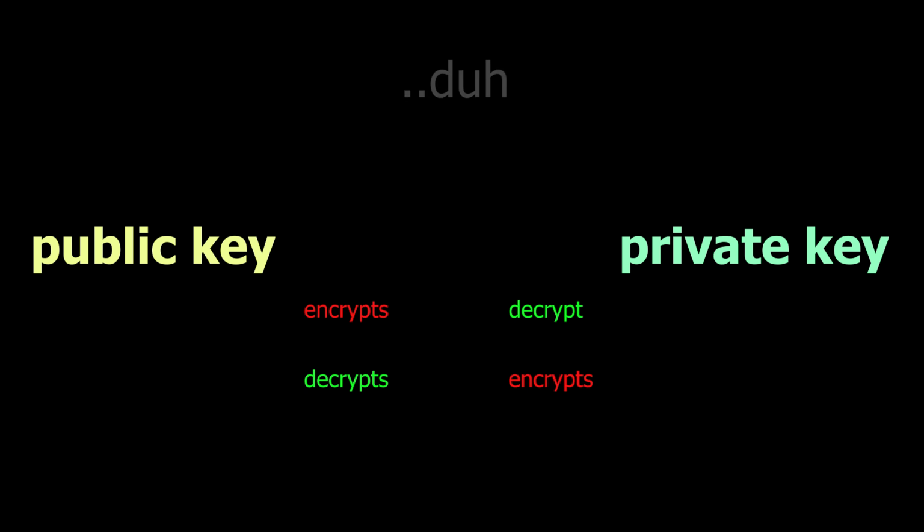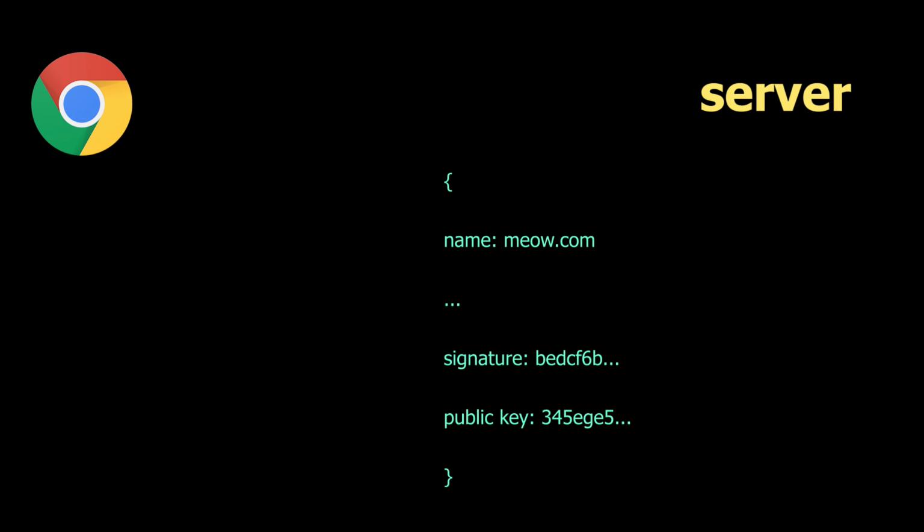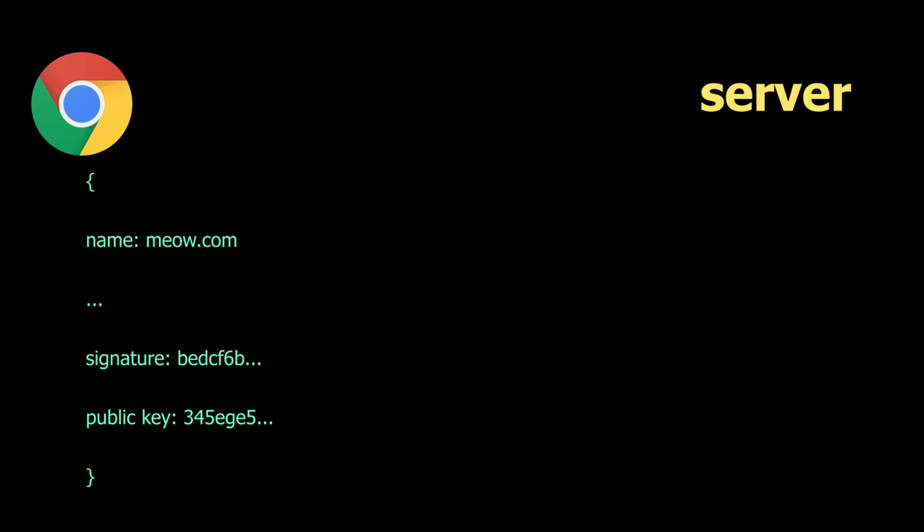Now, to verify the ownership of the domain, the server sends a certificate which contains a lot of information, and two of them are the public key of the server and a certificate signature. This signature is signed by a third-party certificate authority, which is trusted by both the server and the browser. There are actually a few of them.